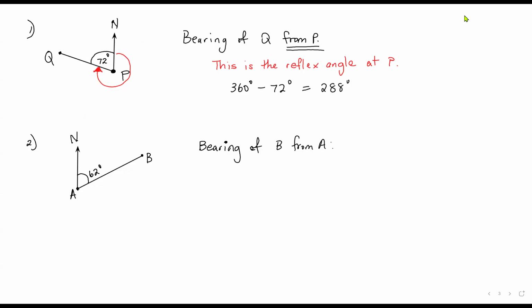But yes, the angle of B from A here is 62 degrees because it is the clockwise angle between the north line at A and the line AB. All right, so this one, it was already given there. The bearing of B from A is equal to, well, remember it's three figures, right? So if it's three figures, you're going to put a 0 in front. So it'll be 062 degrees. Thank you, Ari.